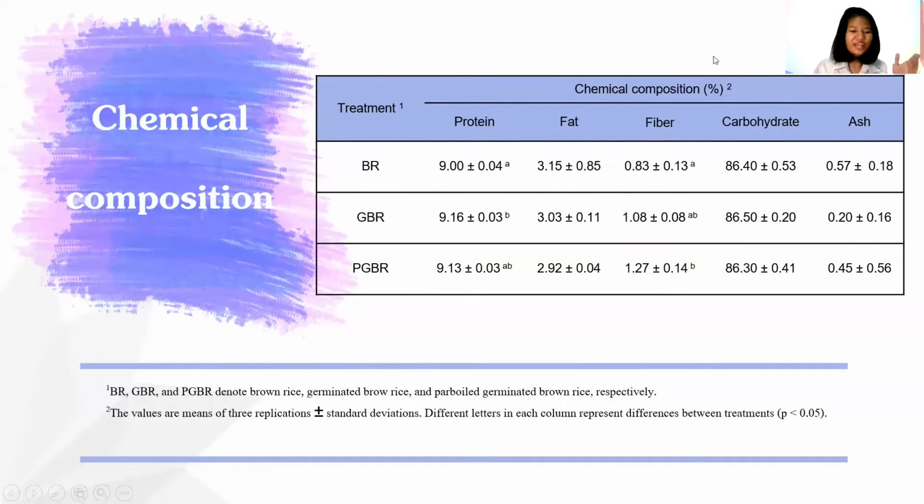Alright, for the chemical compositions in the experiments, we analyzed proteins, fats, fiber, carbohydrates, and ash. For protein content, we find that after the germination process, GBR contains more protein than brown rice. However, after we parboil the germinated paddies, it is similar to the brown rice sample. Fats, carbohydrates, and ash were not affected by the germination process.